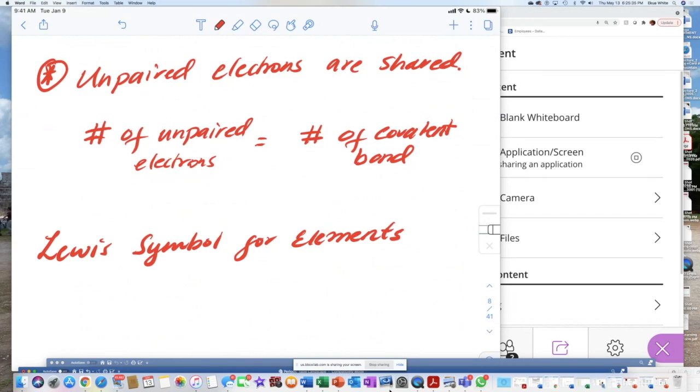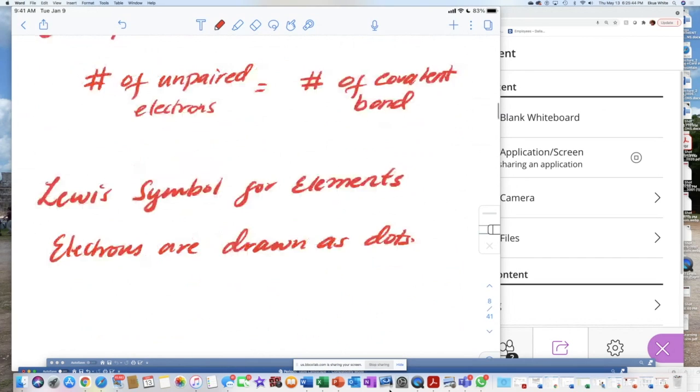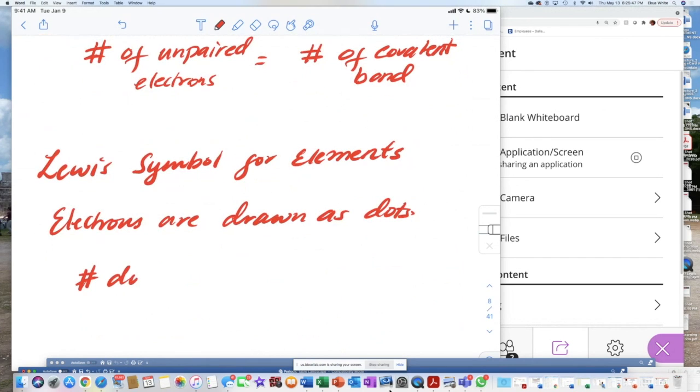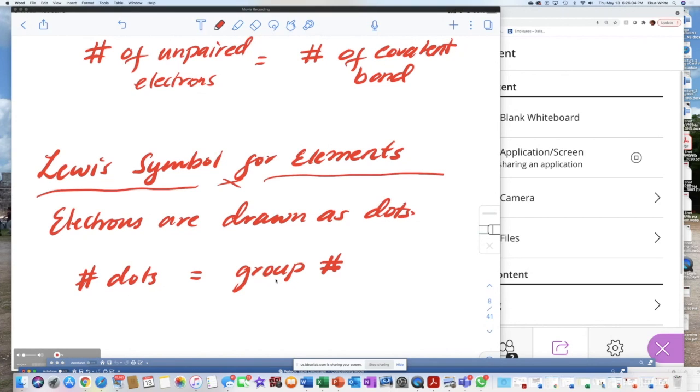To get the symbol, electrons are drawn as dots. The number of dots equal the group number. Okay, so this is how you get the Lewis symbol for the element. You have to know what the element is. You have to know its group number, and then the number of dots equal the group number. Okay, and then once we decode that, then we can see how we're actually making this bond.